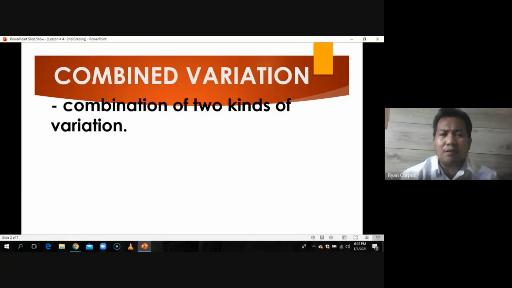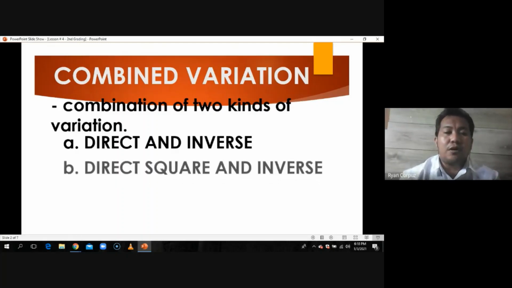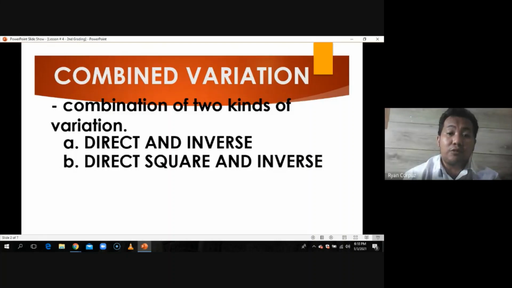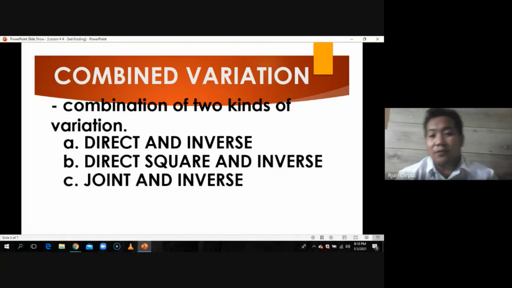So ano mga possible combinations na pwede natin ma-encounter para masabi natin that we are dealing with combined variation? Una, pwedeng ang combination natin is a direct and inverse variation. Kasi pares lang din naman yun. There are two different kinds of variation. Also, another combination is direct square variation and inverse variation. Then, third is joint and inverse variation. So, yan yung mga possible combinations natin ng combined variation.